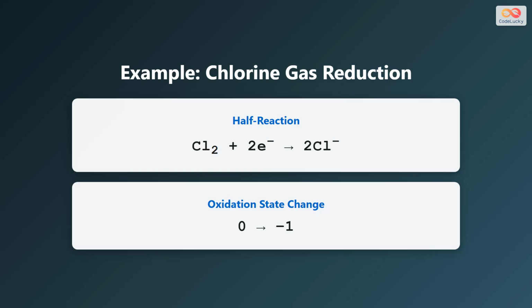Here's another important example with chlorine. The half-reaction is chlorine gas plus 2 electrons yields 2 chloride ions. In this case, chlorine gas, which is a neutral molecule, gains 2 electrons. The oxidation state of each chlorine atom changes from 0 to -1. This produces 2 chloride ions, each with a -1 charge. This reduction is crucial in many chemical processes, including the production of hydrochloric acid and water treatment.